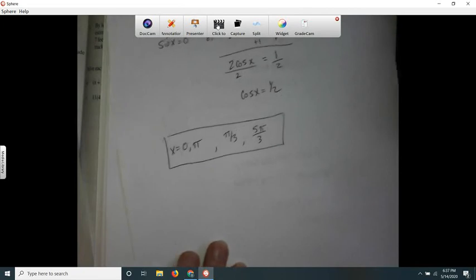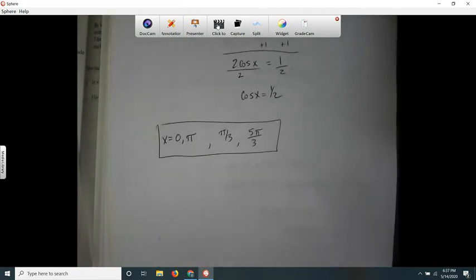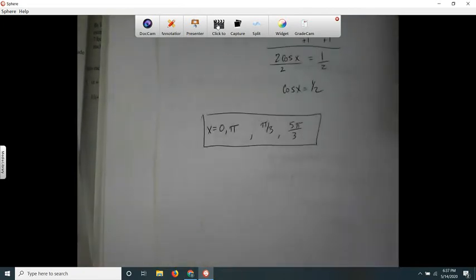Because they were saying that your domain is in between 0 and 2 pi, you don't have to go plus 2 pi n on all of those. You're just done.